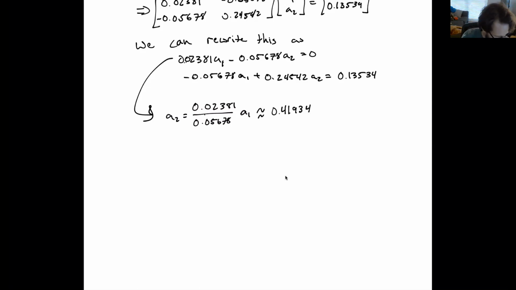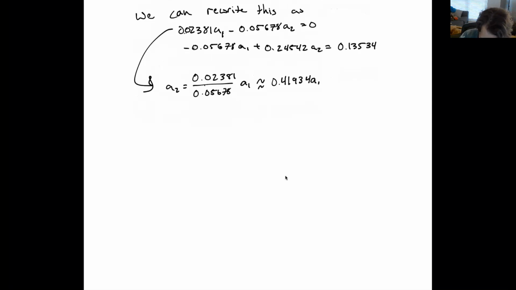All right, and so this will approximately be 0.41934. I don't know why they go to so many decimal places. Times A1. All right, and so then we can take this expression, A2 is equal to 0.41934 A1, and input it into the second equation. And then this will lead to A1 equal to 2.9336 and an A2 equal to 1.2302.